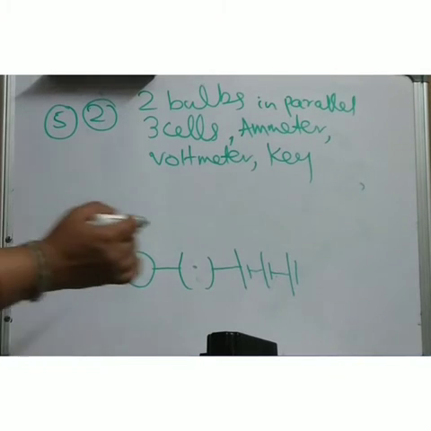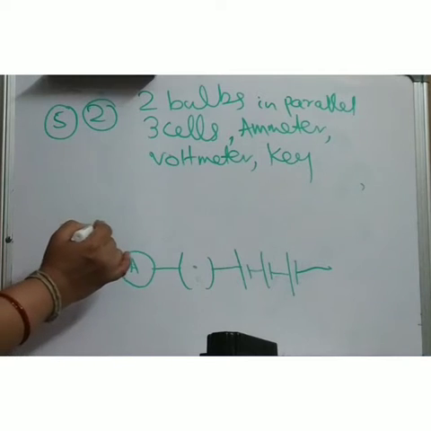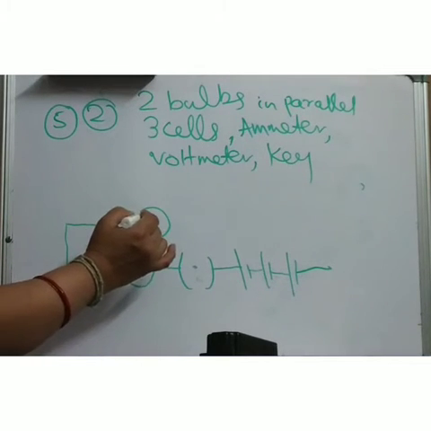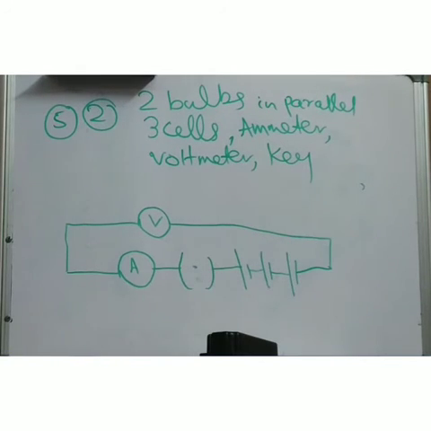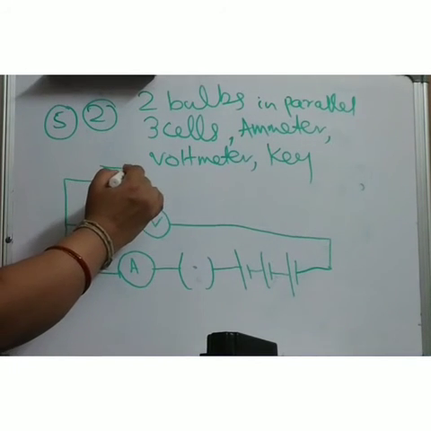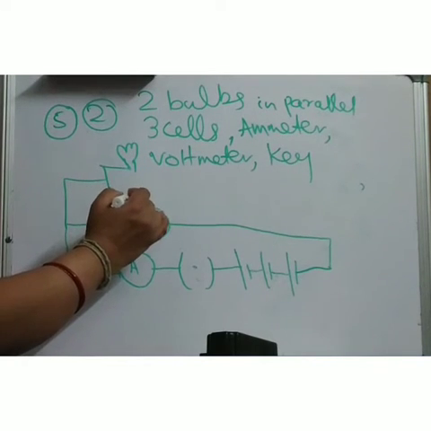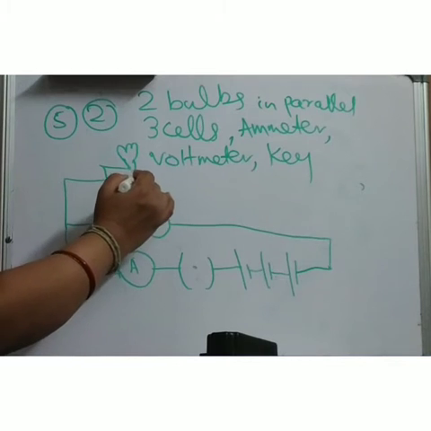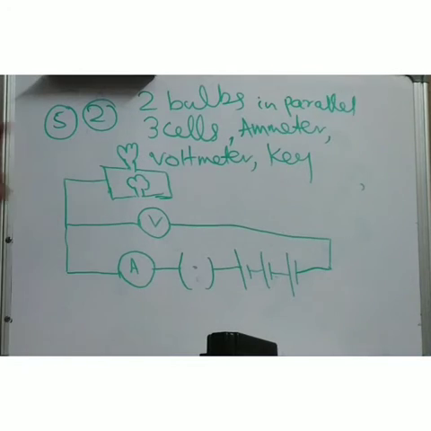So 3 cells. Now you know the voltmeter is connected in parallel. So this is your voltmeter. Now what is given? Two bulbs in parallel. How to draw that? Do it like this: here one bulb, here another bulb. Now both the bulbs are connected in parallel.